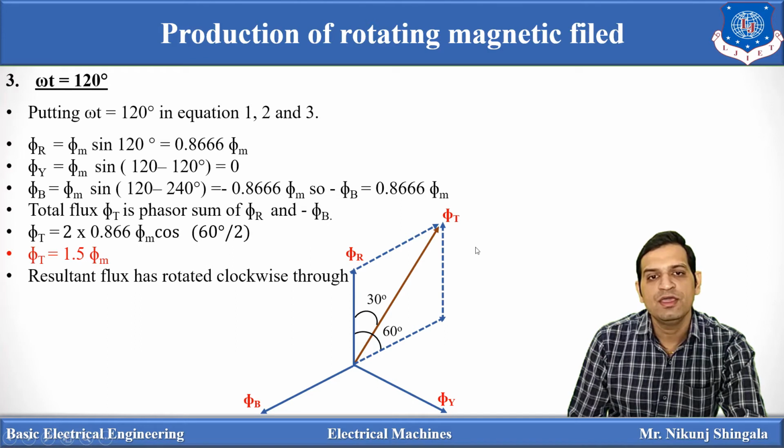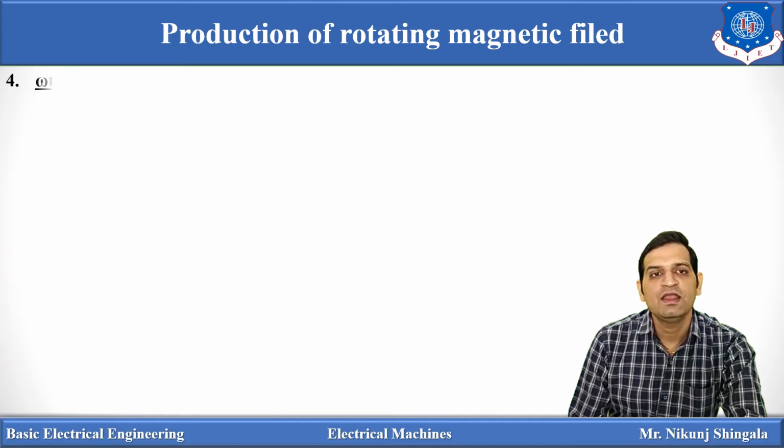So now here resultant flux has rotated clockwise through an angle of 120 degree from its position at instant 0. So resultant flux is having same magnitude, but it is rotating now. And the final instant, that is omega t is equal to 180 degree.